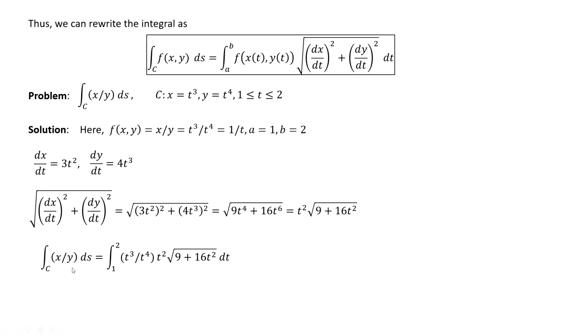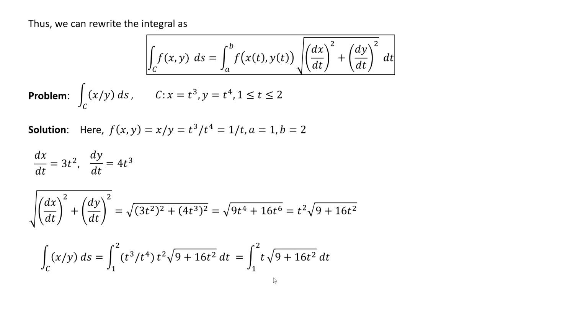Cool. We already said the integral of x over y ds is nothing but the integral from 1 to 2 of t cubed over t to the 4, which is the x over y part, and ds is all of this. And so if I simplify it, it becomes t times the square root of 9 plus 16t squared dt.